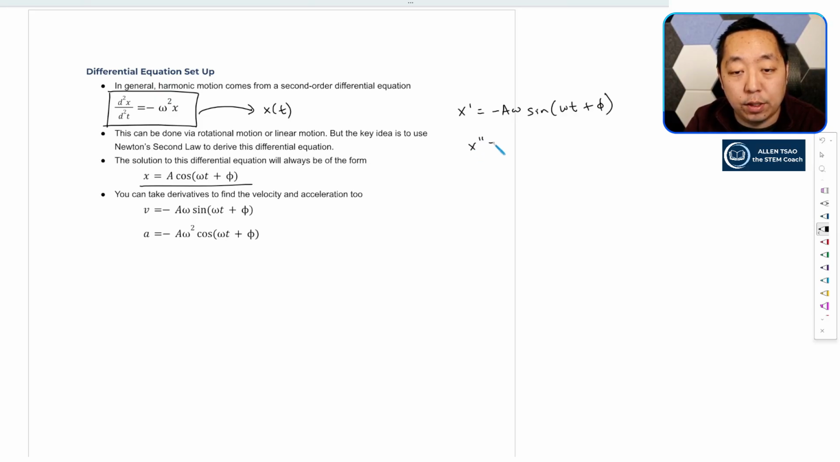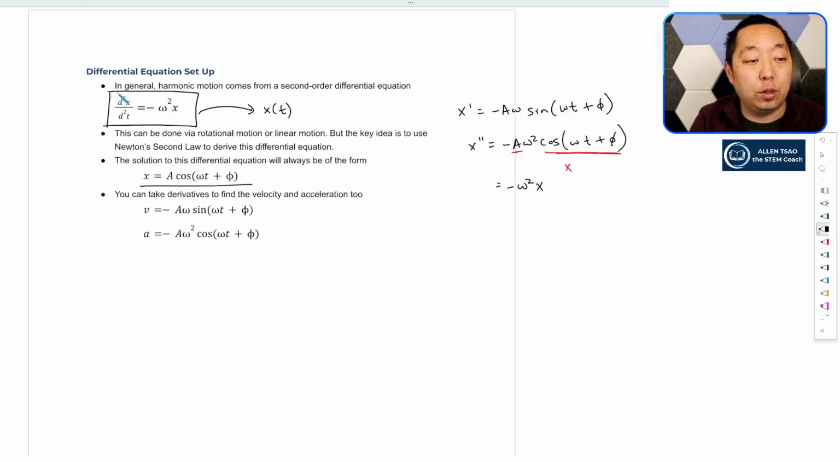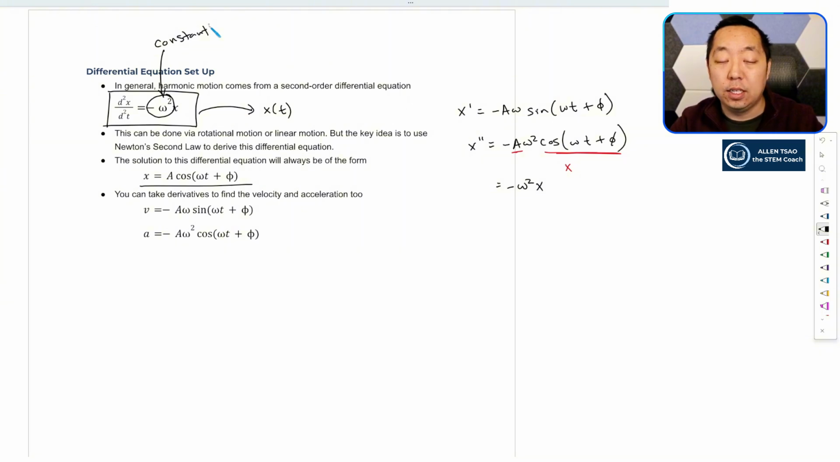And then if we do the second derivative, it's going to be negative A omega squared cosine, because the derivative of sine is cosine, and then you have the chain rule of omega t plus phi. And if you see this A cosine omega t plus phi, this right here is all just x of t. So you can see that this would be negative omega squared times x. So this would be the solution to any second order differential equation of this form. And this omega squared part here is a constant. It can't be a function of something. It can't have time in it. It has to be a fixed value.